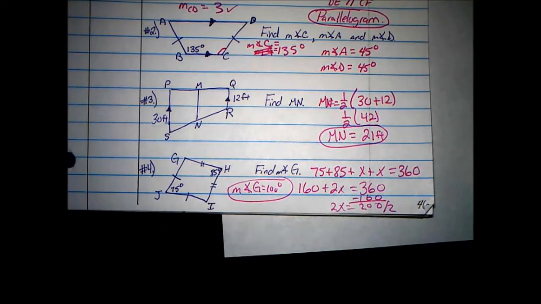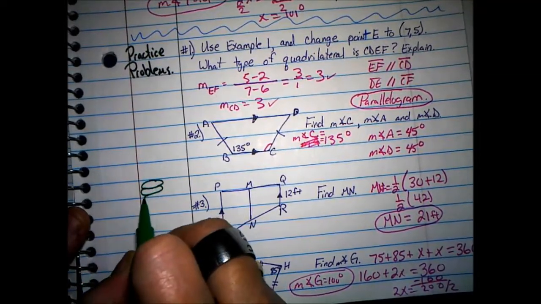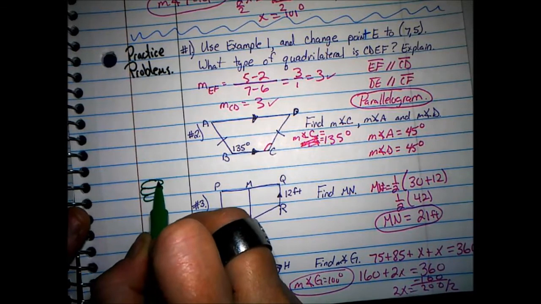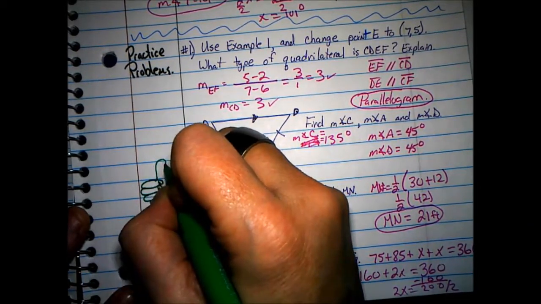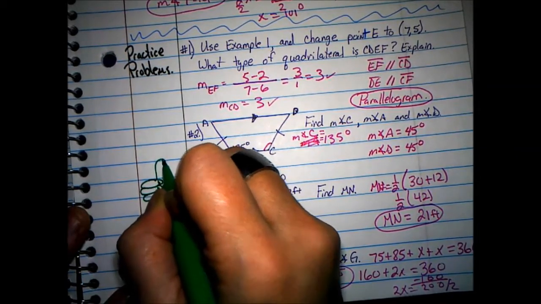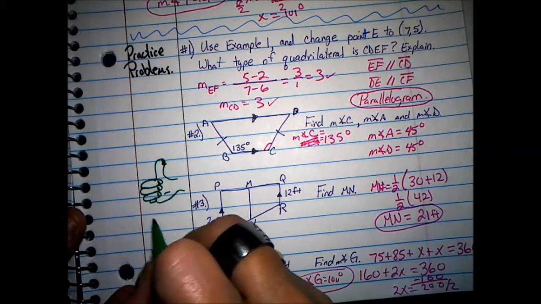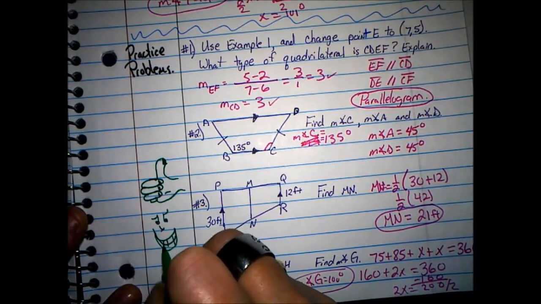Alright, if you got these problems right, I'm going to do a thumb again. Here we go. There's my nails, my little finger. And then here we go with my thumb. Give yourself a thumbs up for doing an awesome job. And if you don't like the thumb, of course, you can do a big old smiley face for this problem.